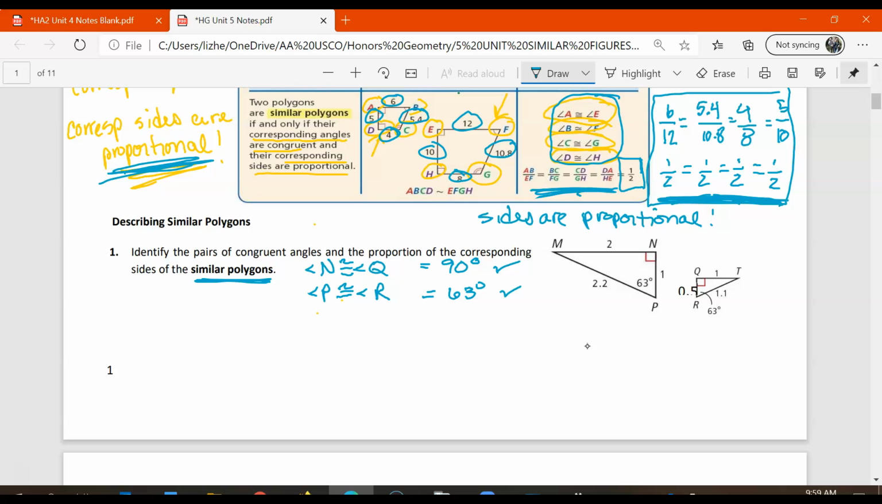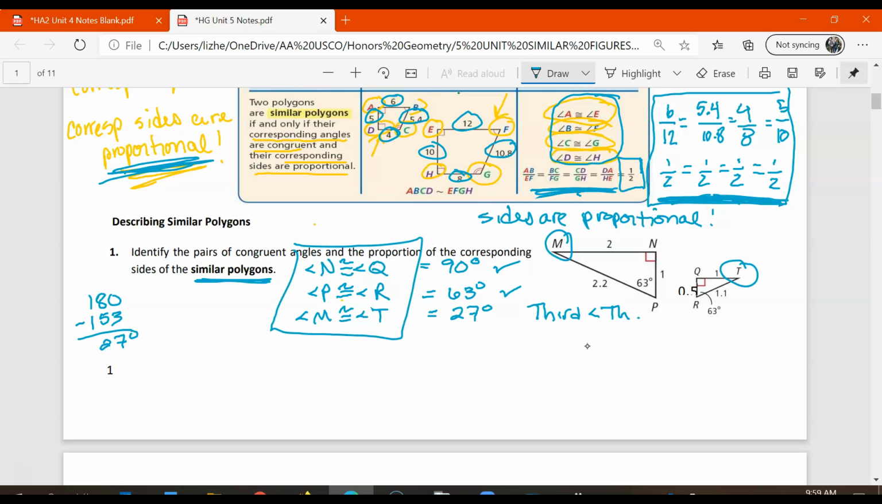And so by the third angle theorem, I know that angle M and T have to be the same. Angle M is congruent to angle T. If I want to figure that out, I'd say 90 plus 63 is 153, and 180 minus 153 is 27 degrees. So these are 27 degrees by the third angle theorem. So I have all my angles equal, but now I need to prove that my sides are proportional. So now I'm going to say, all right, from Q to R is 0.5.